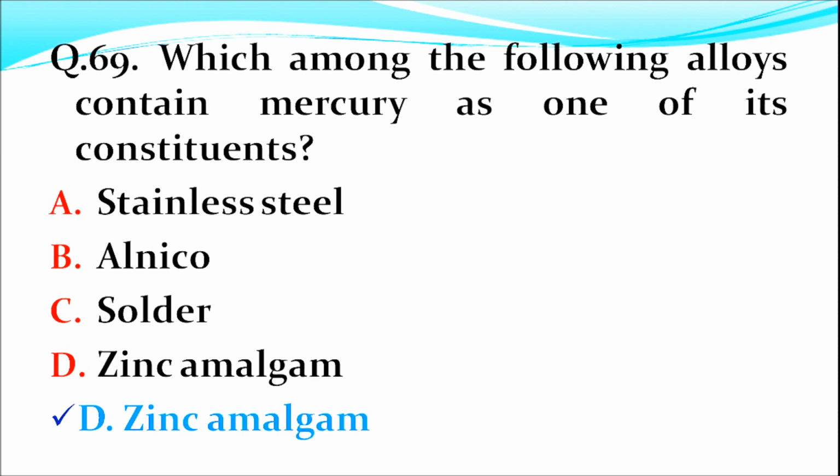Which among the following alloys contains mercury as one of its constituents? Option A stainless steel, option B alnico, option C solder, option D zinc amalgam. Correct answer is option D zinc amalgam. This alloy contains mercury as one of its constituents.